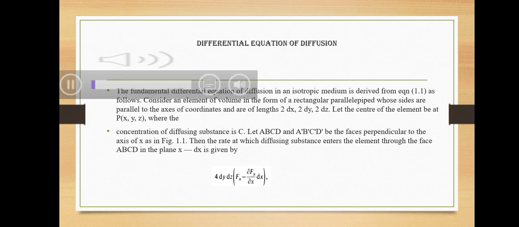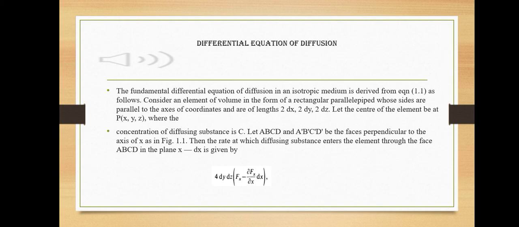Here in this slide we can see the differential equation of diffusion. The fundamental differential equation of diffusion in an isotropic medium is derived from equation 1.1 as follows. Consider an element of volume in the form of a rectangular parallelepiped whose sides are parallel to the axes of coordinates and are of length 2dx, 2dy, 2dz.